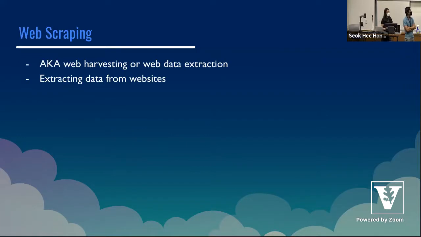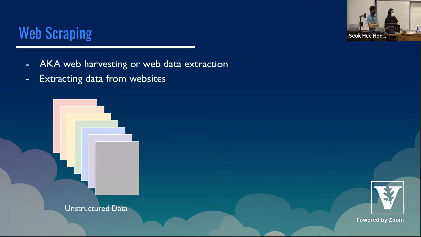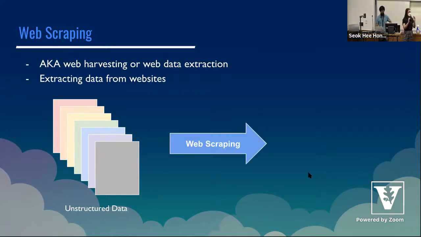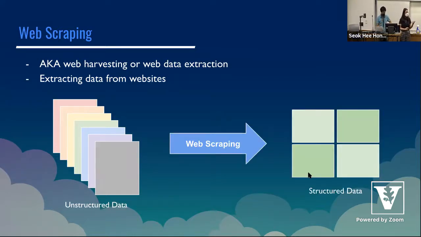Web scraping is also known as web harvesting or web data extraction. It's this basic idea of extracting data from websites. Imagine out on the internet, there's really a lot of unstructured data out there. Say we want to find a particular type of data. Well, we can use this really cool tool called web scraping to organize a lot of this data for us and basically output structured data which we can use for whatever data analysis that we might want to do.